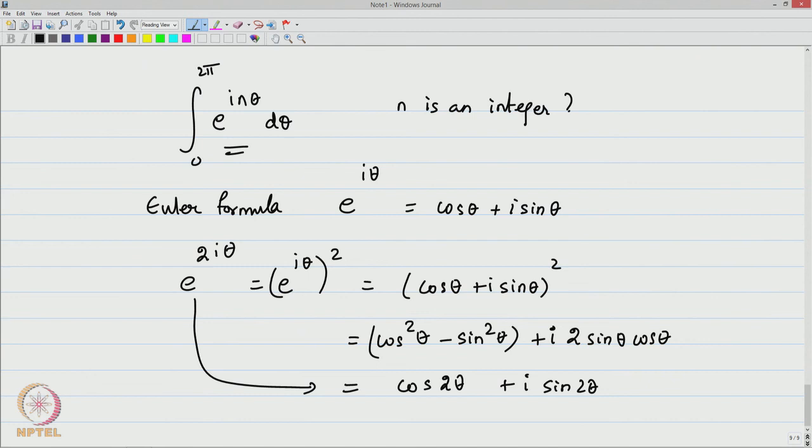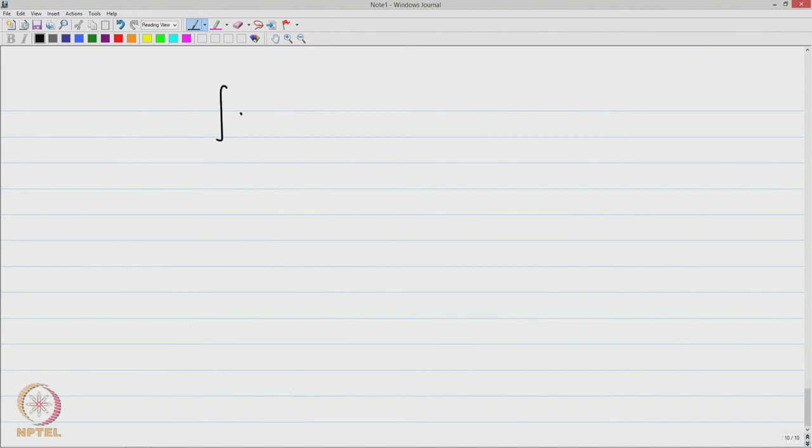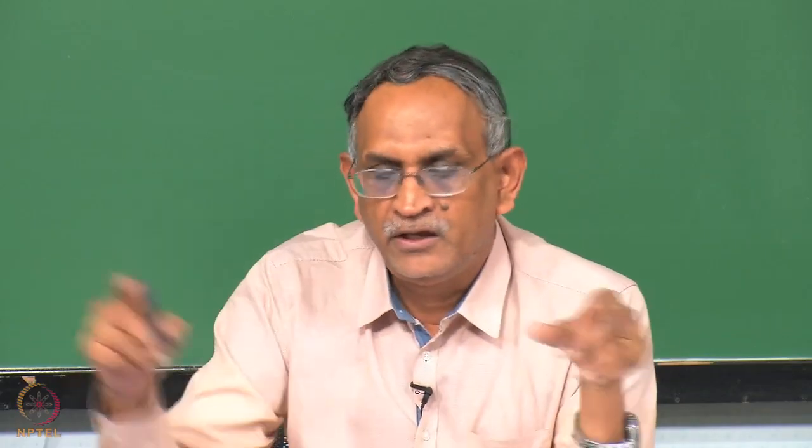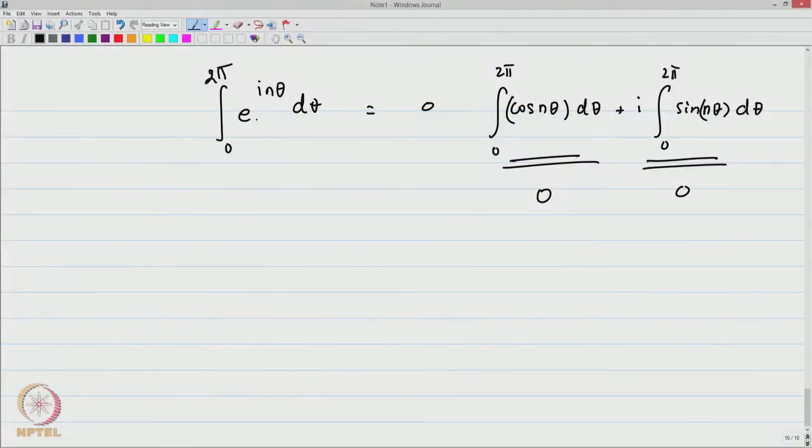Okay. Therefore, what is the integral of e to the i n theta d theta between the limits 0 to 2 pi? It is quite obviously 0, because you can see that it is the integral of cos n theta d theta, where n is an integer, plus i times the integral from 0 to 2 pi of sin n theta d theta. Each one is a complete cycle n times within the interval 0 to 2 pi. Therefore, the areas cancel each other, 0 and 0. Okay. Therefore, this integral is 0.